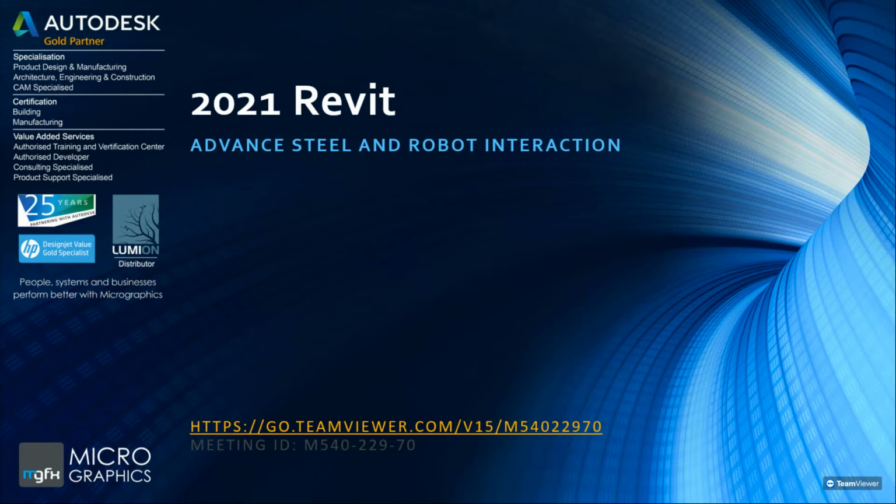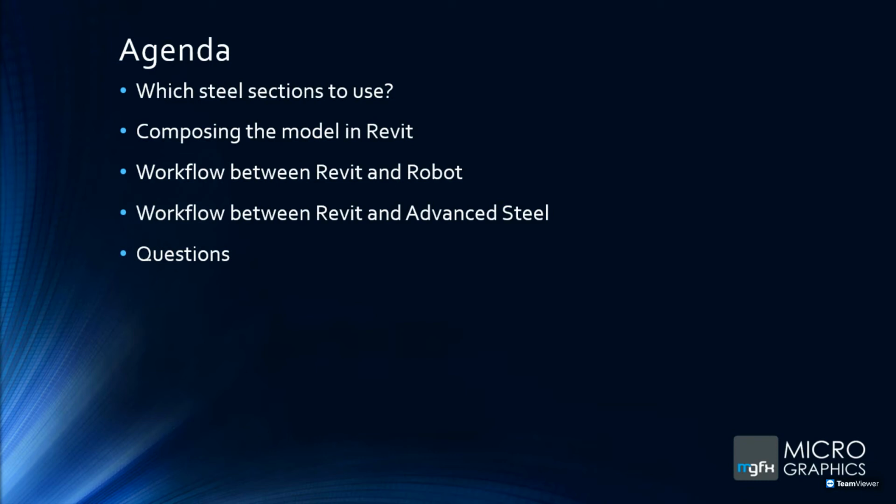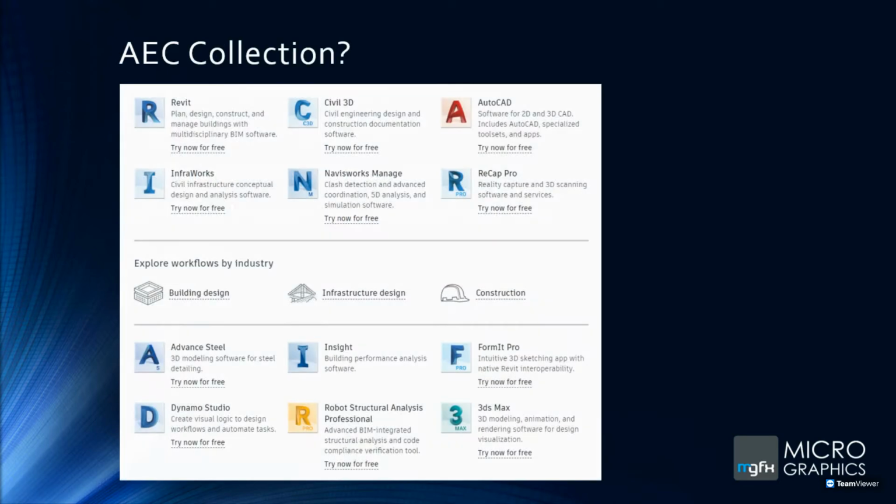For those of you that are not familiar with Autodesk and the AEC collection, I'd like to focus very quickly on the platforms that are available within the stable. We're going to look at which steel sections to use, which is very specific in Revit, then composing your model in Revit and the workflow between Revit and Robot, and between Revit and Advanced Steel. Then we'll field any questions, and if I can't answer them, I'll endeavor to find the answers for you as best I can.